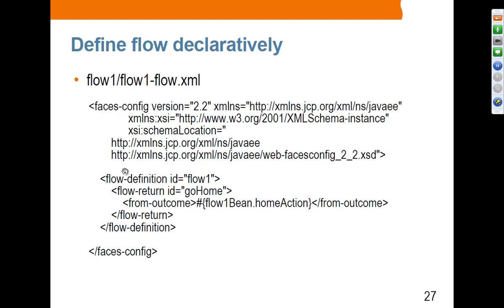So this is the flow definition file of the flow1 flow. Here is the flow definition, and you can define a lot of things. In this case, it specifies the return node. The return node is going to be the outcome of this bean, so it's going to call the home action method of the flow1 bean. That will return a string outcome, and that string outcome will be used as the return node, not the next node.